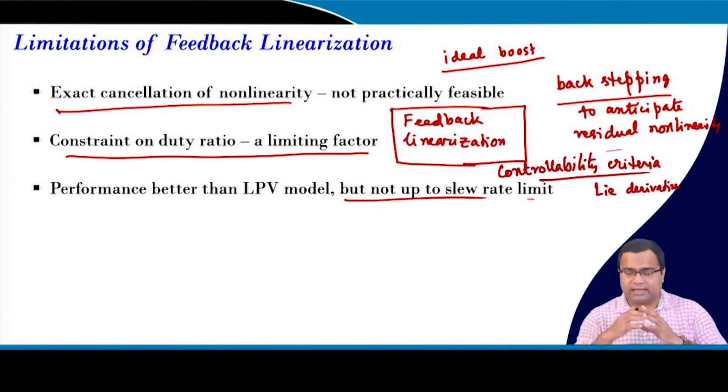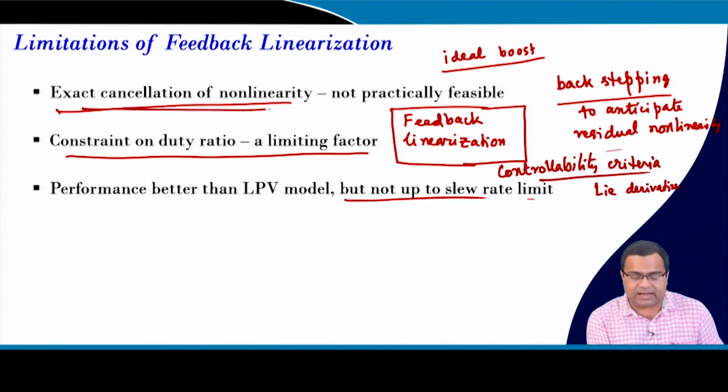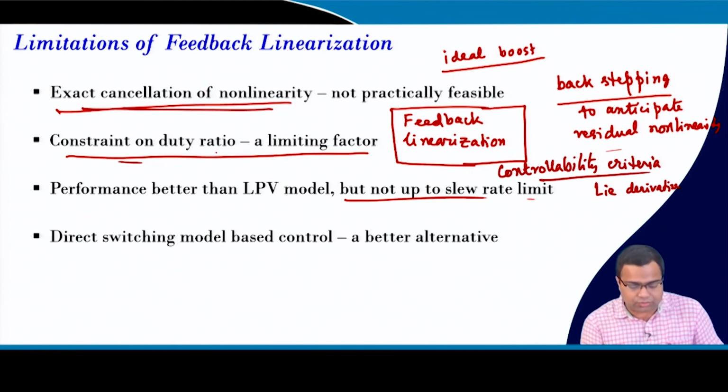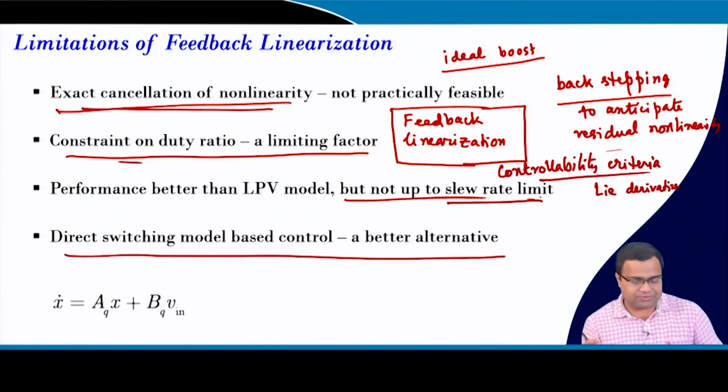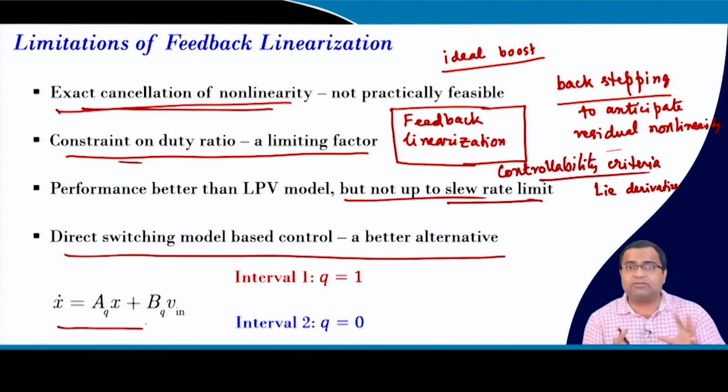But one thing I can say, we can use a large signal model where we do not need to limit ourselves to a small duty-ratio perturbation. But even with that, we face difficulty. Exact cancellation is really difficult, and we still have a limit on the duty-ratio even though the variation is large. It cannot achieve up to the slew rate limit, and it is very sensitive to cancellation as well as parameters. So direct switching based control is the better alternative, where we can go up to the slew rate limit. That means we can get the fastest response, and we can use the switching model that we started with.